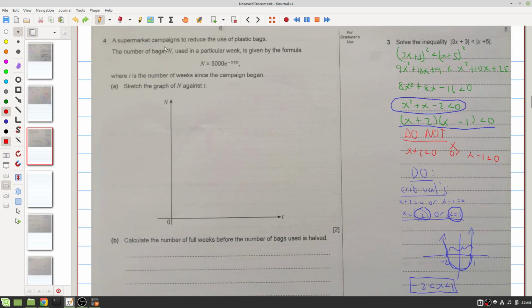Okay, supermarket campaigns to reduce the use of plastic bags. Now the number of bags N used in a particular week is given by this formula. So number of bags equals 5,000 e to the power -0.02t, where t is the number of weeks since the campaign began. Okay, let's sketch the graph.